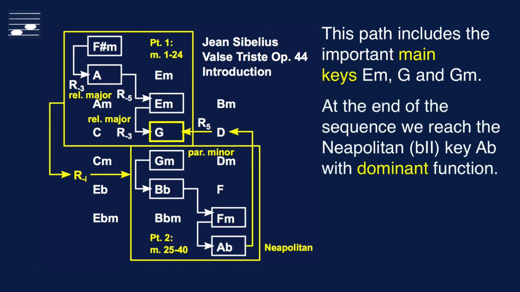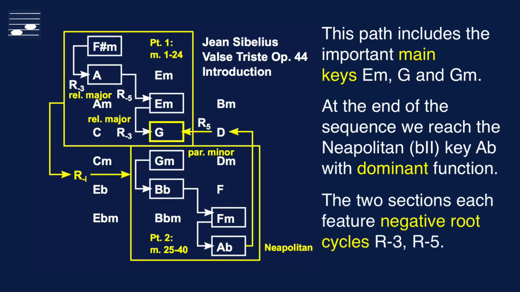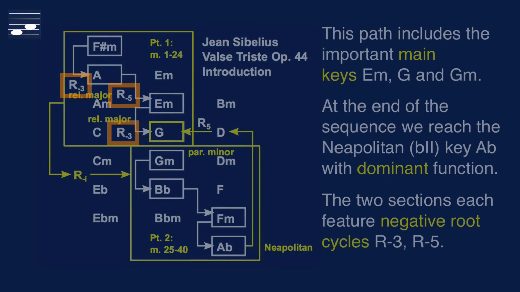At the end of the sequence we reach the key of A flat major, which is the tonic on the lowered second degree, also known as the Neapolitan chord. This has dominant function and returns to the main tonic G major through a 5-1 cadence, using the D dominant 7th chord. At the local level, the root movements are characterized by negative diatonic root cycles R-3, R-5 and R-7. These contribute to an inconclusive floating harmonic mood.